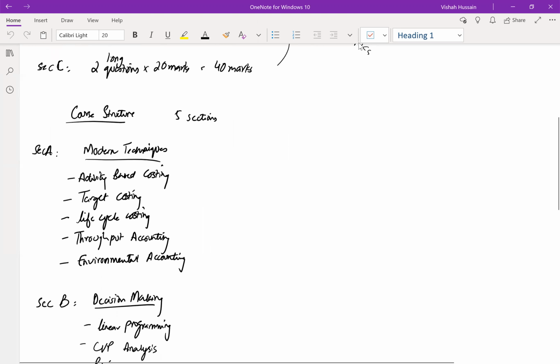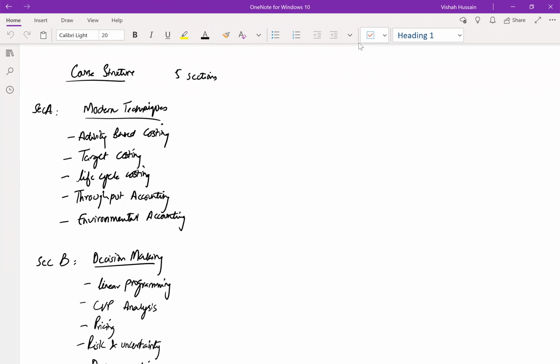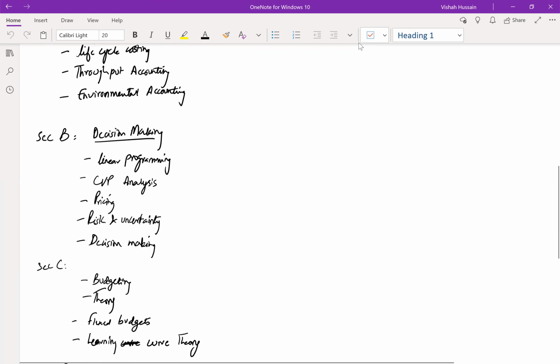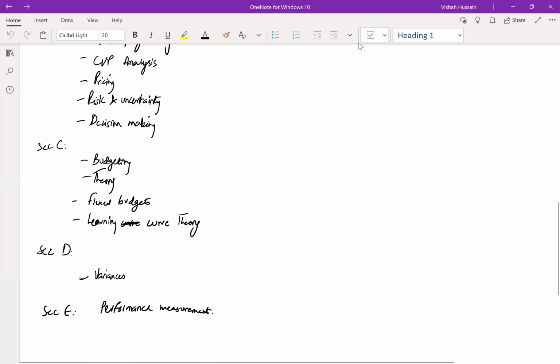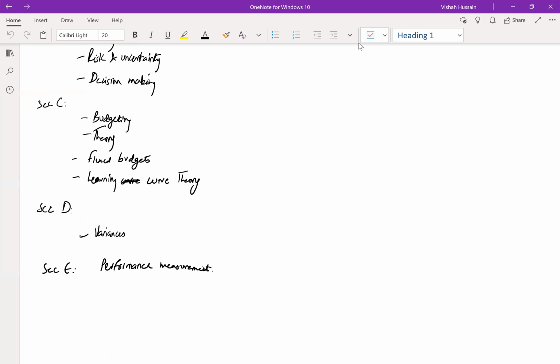The course structure comprises 5 sections. Section A relates to the modern techniques, which includes activity-based costing, target costing, life cycle costing, throughput accounting, environmental accounting. Then in Section B, we have decision making, linear programming, CVP analysis, price, risk and uncertainty, and then the decision making chapter. Section C comprises budgeting theory, like the theory of budgeting only, flex budgets, learning curve theory, and Section D relates to variances, Section E relates to performance measurement.